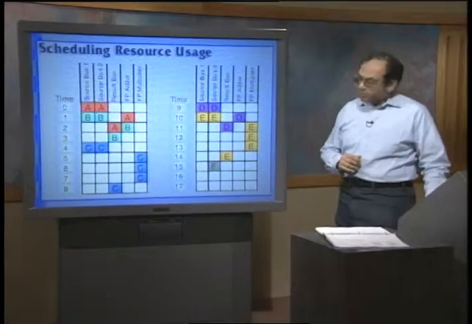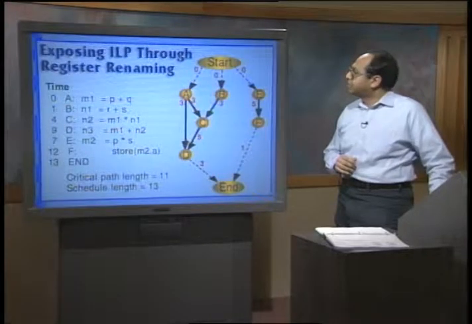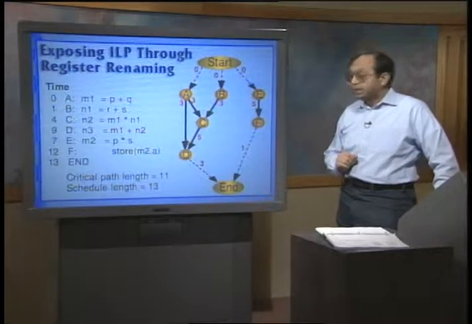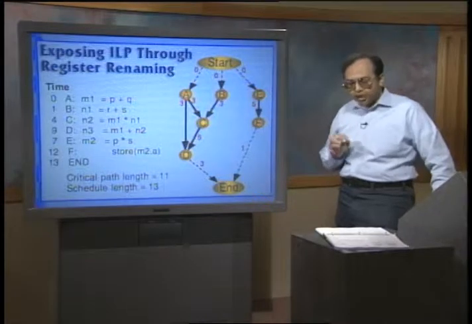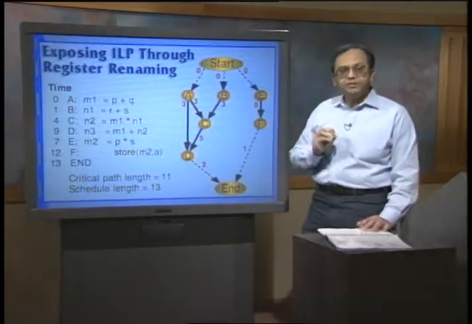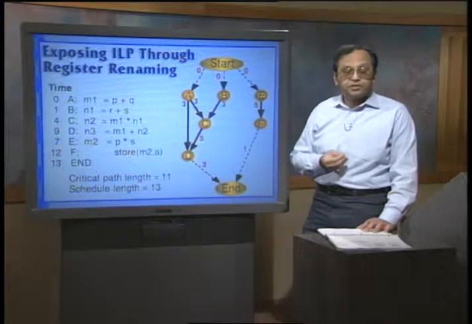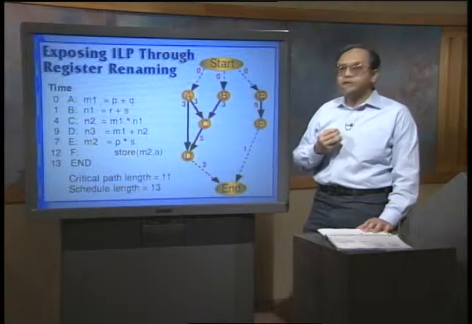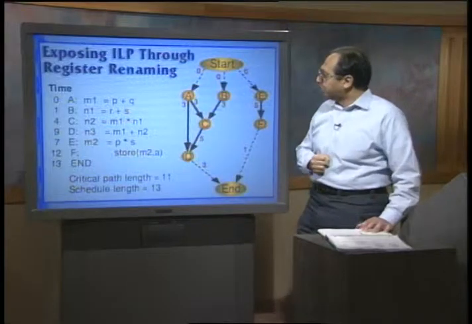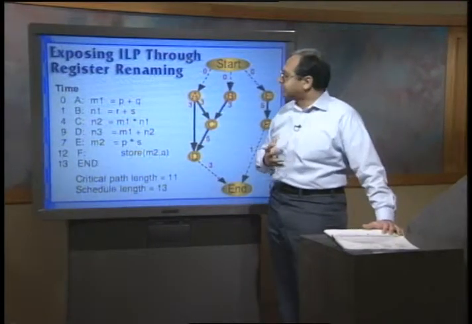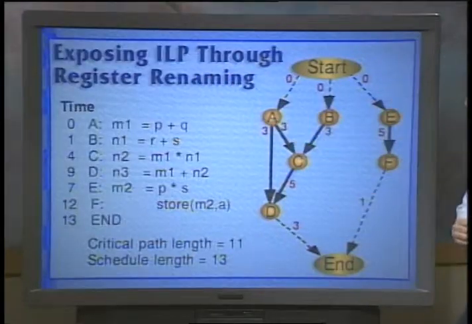Now, one of the problems that we had, which led to the schedule not being as good as it could have been, was the fact that we had lots of spurious dependence edges. These were not all of them essential. They had to do with the fact that we were reusing registers again and again, which led to output dependencies and anti-dependencies. So one approach of exposing all of the parallelism is called register renaming.